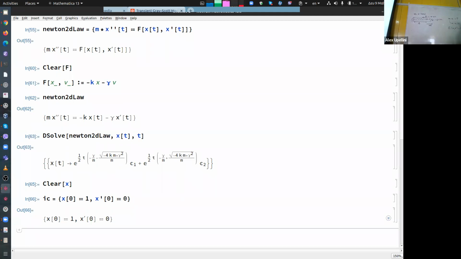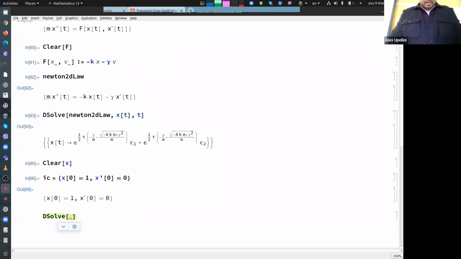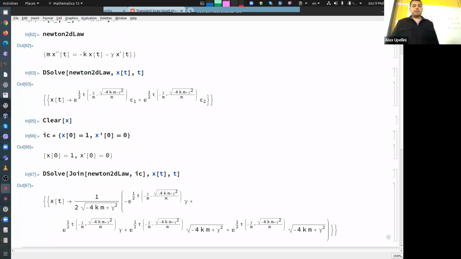If I want to take into account the initial conditions in my solution, I add them into the equation. So I say DSolve, Newton's second law, and I'm going to join the two lists: Newton's second law joined with the initial conditions. The unknown function is x of t, and the independent variable is t. Okay? So now this solution takes into account those initial conditions to determine the integration constants C1 and C2. And I get this expression.